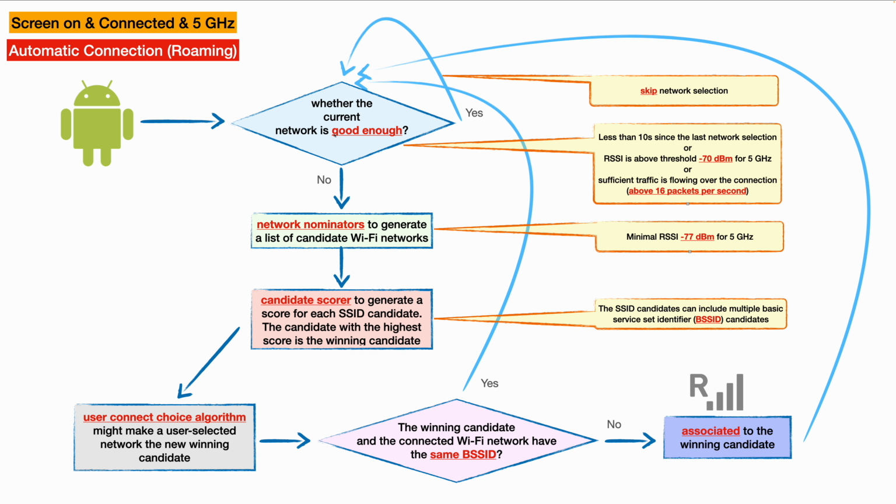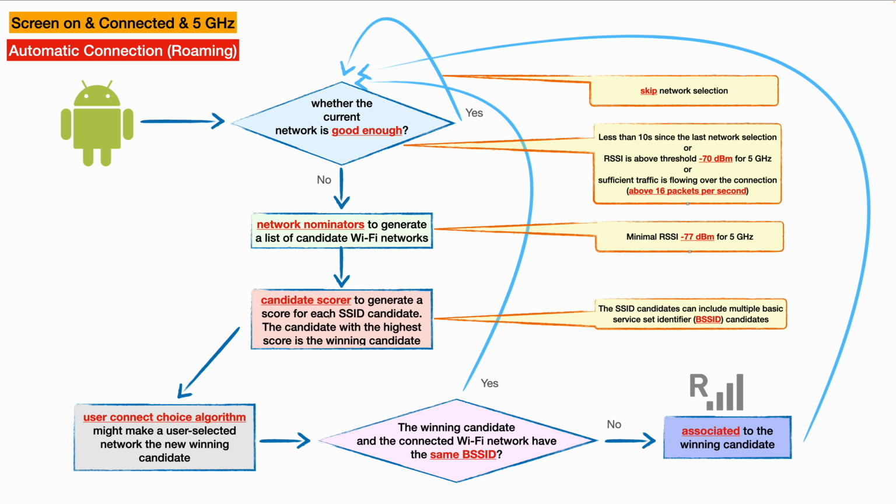If your device thinks, okay, your network is not good, it will try to start roaming. It will use the network nominator to generate a list of candidates. It will do some basic filtering. If the Wi-Fi signal is weaker than minus 77, it will not take it as a candidate. That makes sense, right? We are talking about roaming. Of course, you don't want to roam to another bad signal access point.